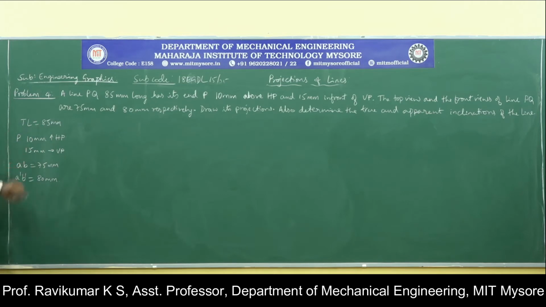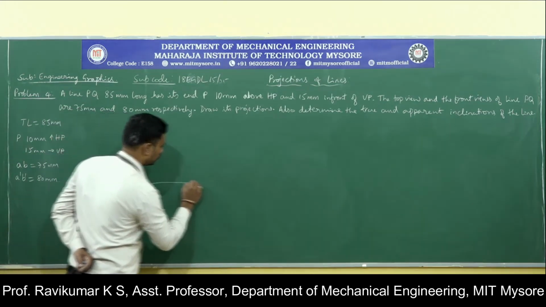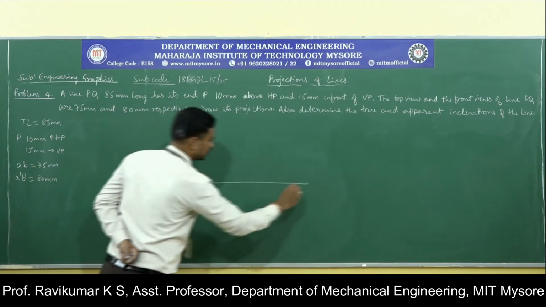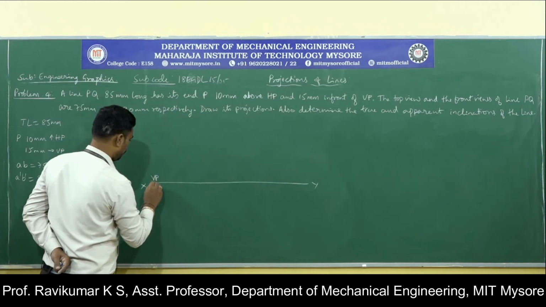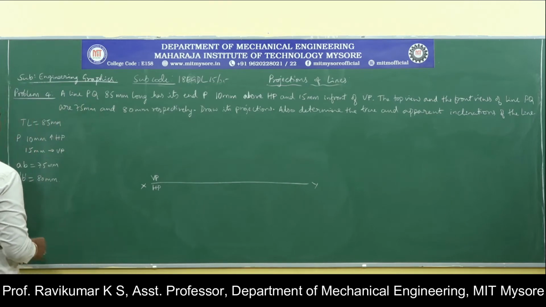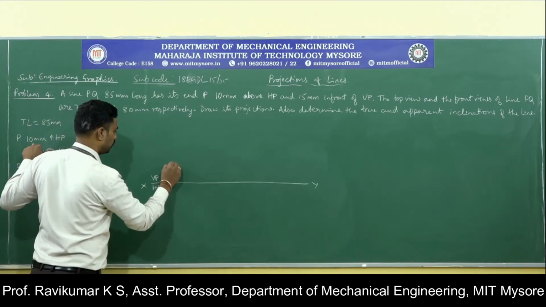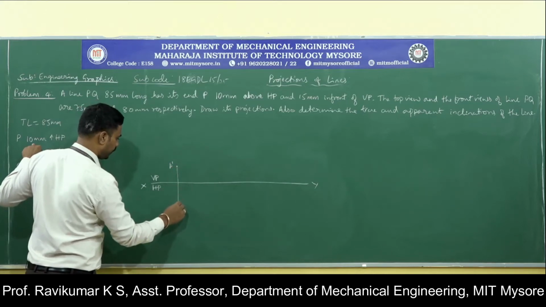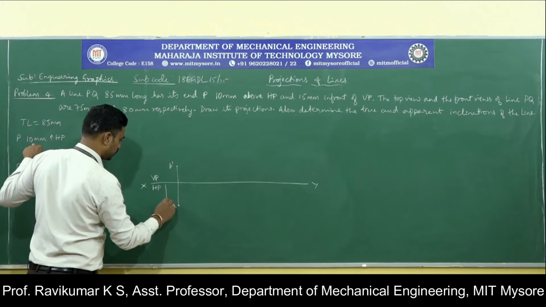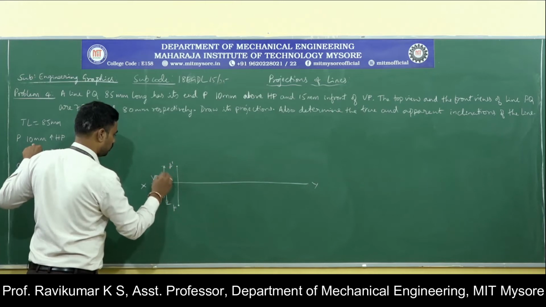Okay, 1, 2, 3, 4, 5. 5 data are given. So we need to solve the problem now with these 5 data. Start with the XY line. You need to draw XY line, X and Y, VP and HP. Okay. So start with the location of point P. Point P is 10 mm above HP and 15 mm in front of VP. 10 mm above HP, this is P dash. Then 15 mm in front of VP, this is P. So the distance of this is 15 and distance of the front view is 10.